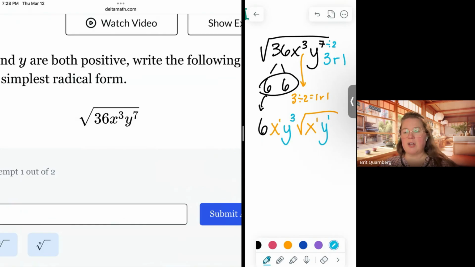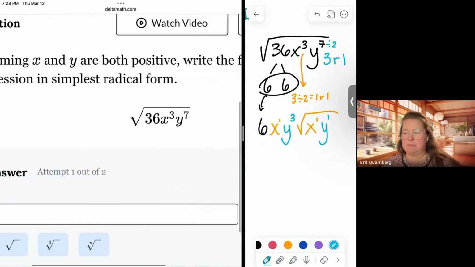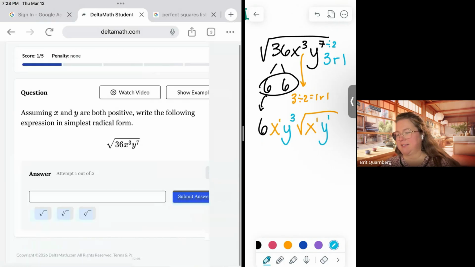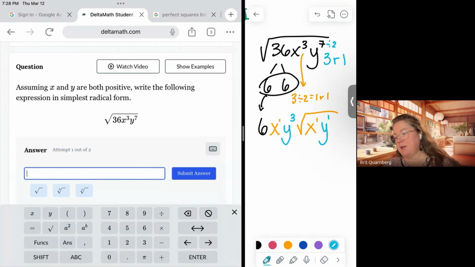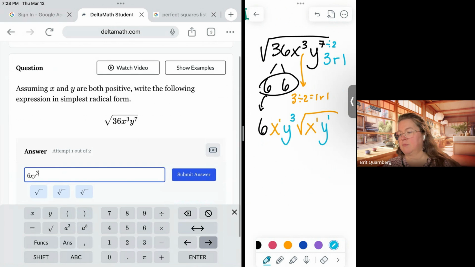That was a lot friendlier, wasn't it? My guess is if you're like most people when they do these, they're going to get something that's crazy hard and you'll be like, this doesn't look a thing like mine. And if that's the case, I apologize on behalf of Delta Math. Okay, square root of x, y.